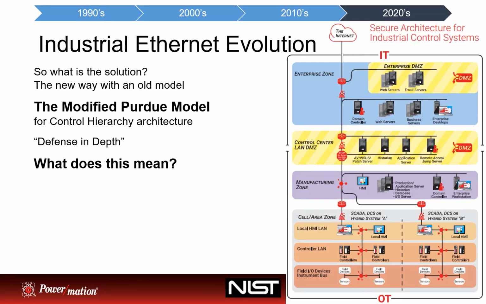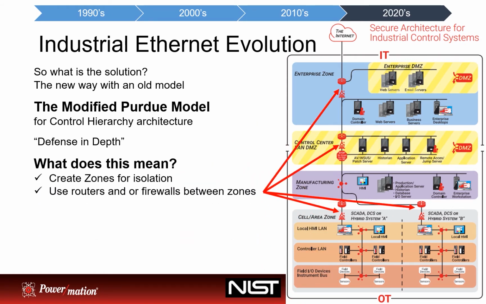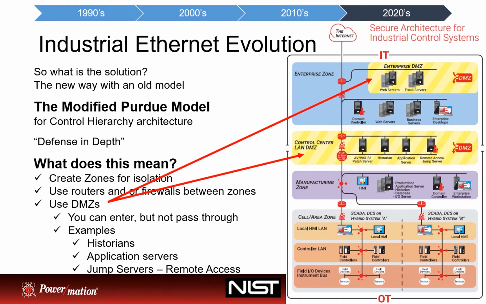So what's the solution? The new way with an old model. That model is called the modified Purdue model, sometimes called defense in depth. Create zones for isolation, use routers and firewalls, and use demilitarized zones. You can enter a demilitarized zone, but you cannot pass through.